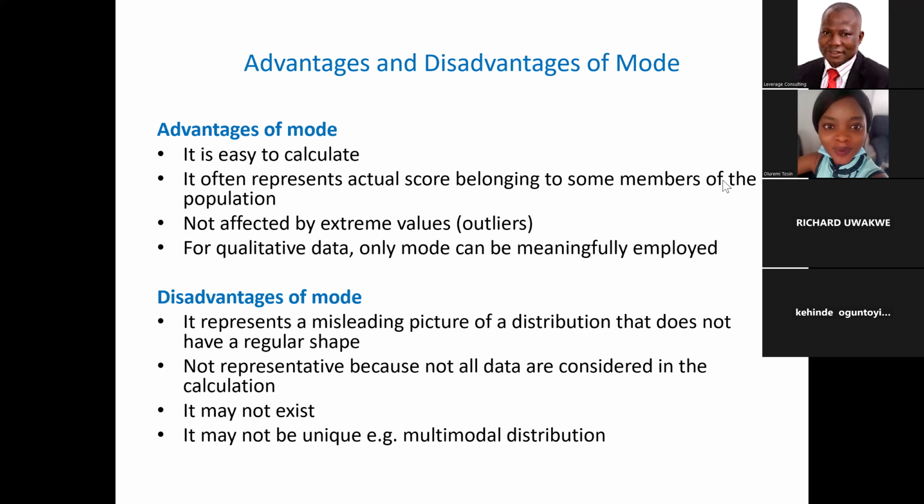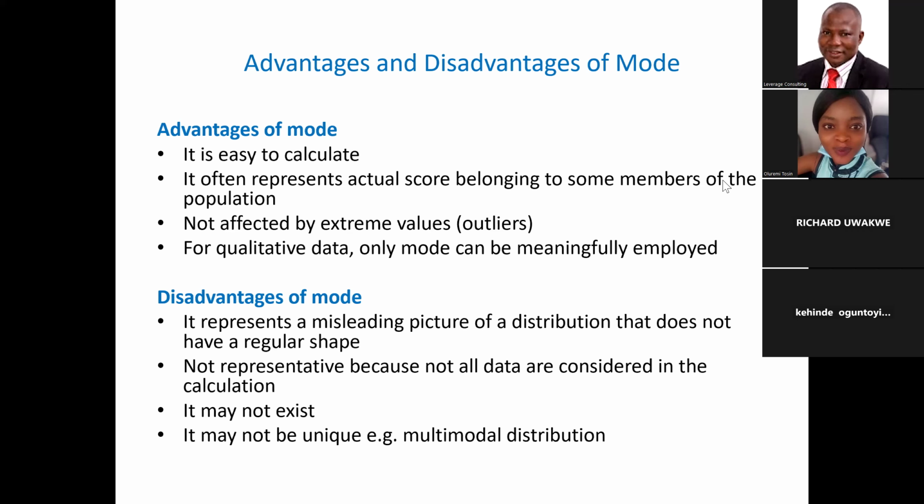It represents an actual score and is not affected by extreme values, so it's not affected by extreme outliers. If we choose the mode, it doesn't really matter. Like the weight I talked about, whether an extreme outlier comes, maybe a small girl joins or someone that is big joins, it doesn't affect the mode. Those ones are not part of the mode, so it will not do anything.